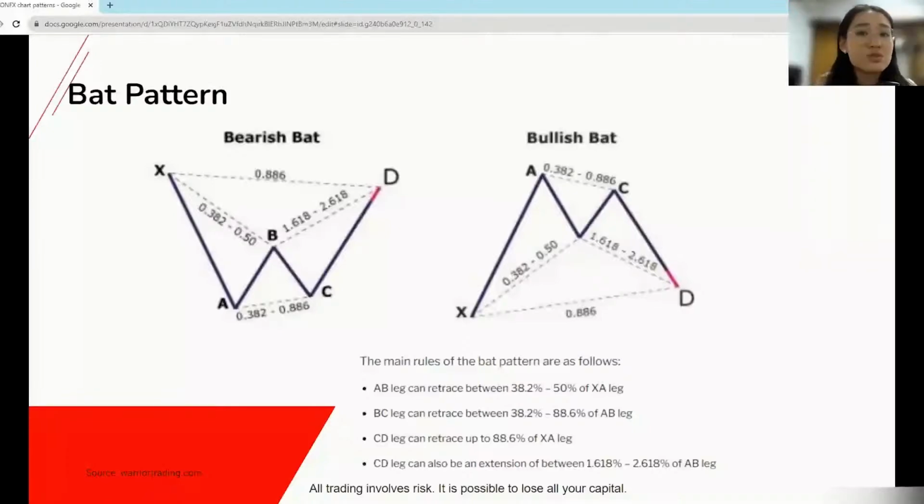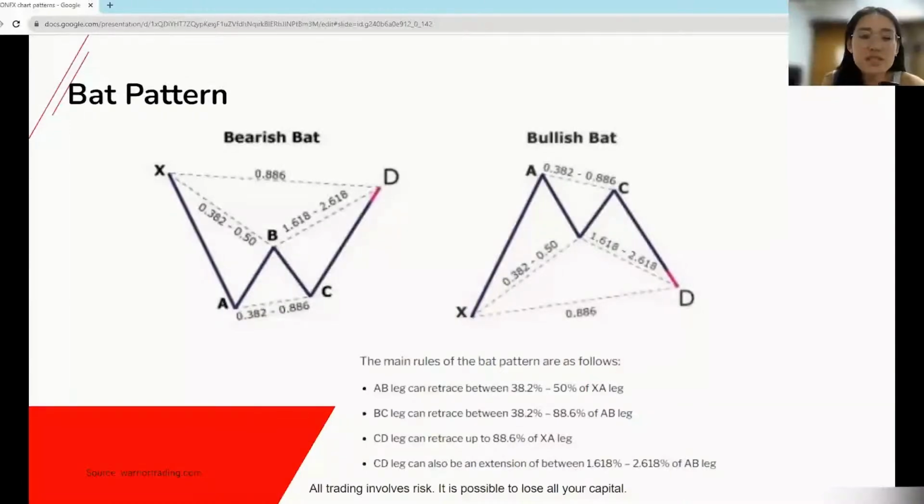So some main rules of the pattern: the AB leg can retrace between 38.2 to 50% of the XA leg. The BC leg can retrace between 38.2 to 88.6% of the AB leg. And the CD leg can retrace up to 88.6% of the XA leg. The CD leg, so the last leg, can also be an extension of between 161.8 to 261.8 of the AB leg.